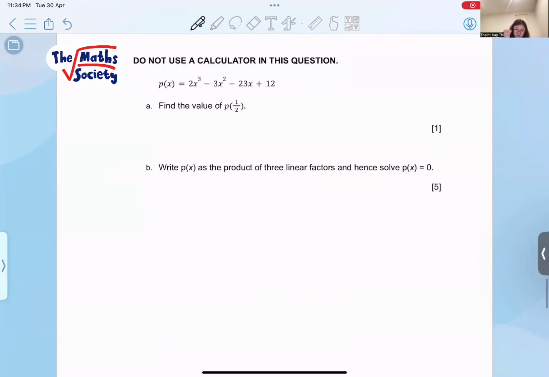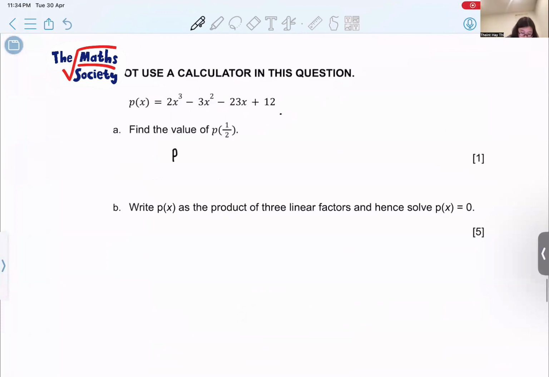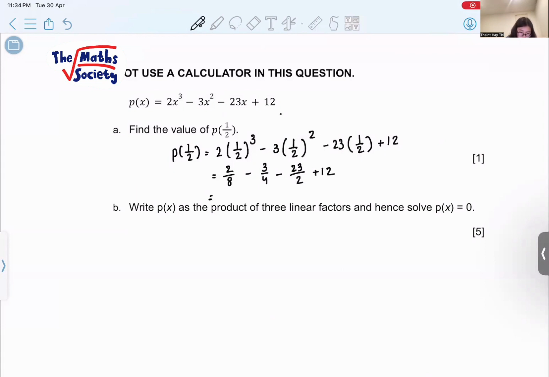And then we have 6. So for 6, you have p of x is equal to 2x cubed minus 3x squared minus 23x plus 12. And find the value of p of half. That equals 2 times half cubed minus 3 times half squared minus 23 times half plus 12. So it's going to be 2 by 8 minus 3 by 4 minus 23 by 2, and then plus 12. So just do it, and you'll get an answer of 0.